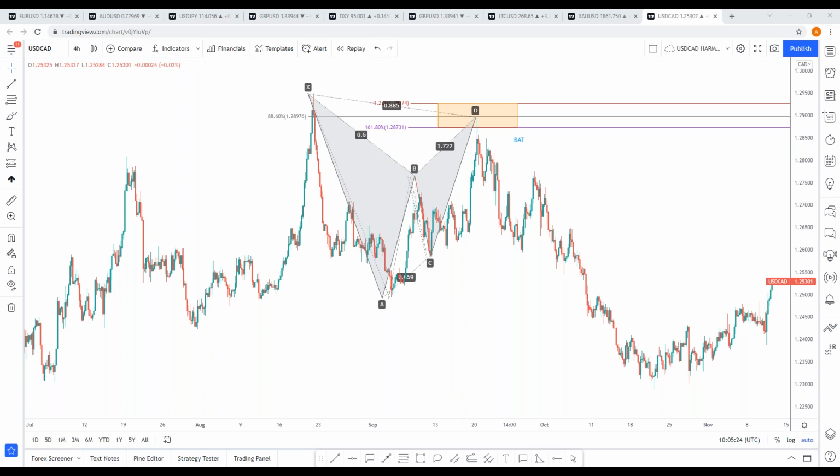I might look at the Quasimodo resistance, for example, and deem that higher time frame a reliable structure to use a harmonic pattern as confirmation, if that makes sense.